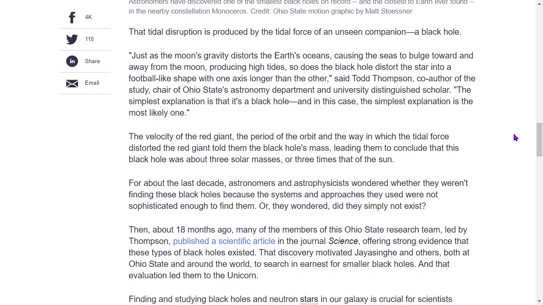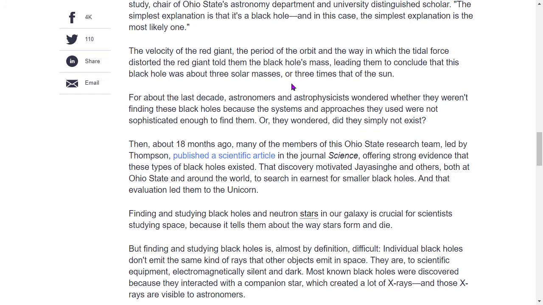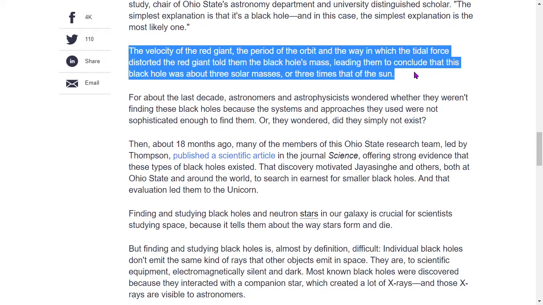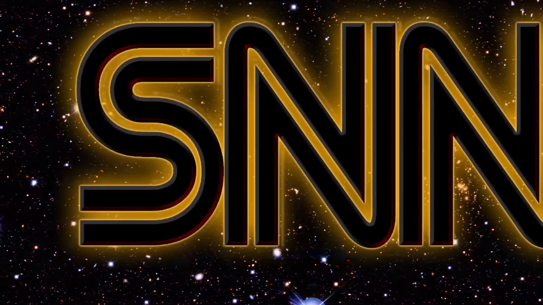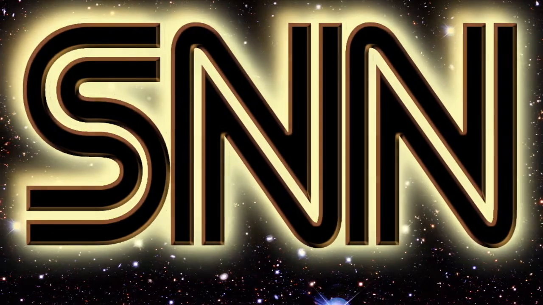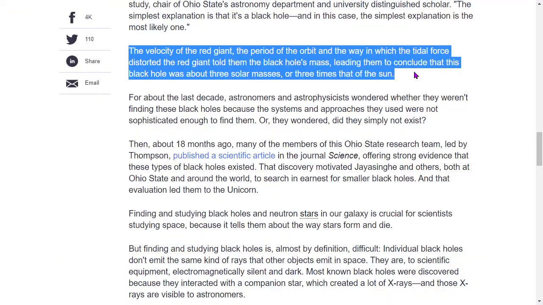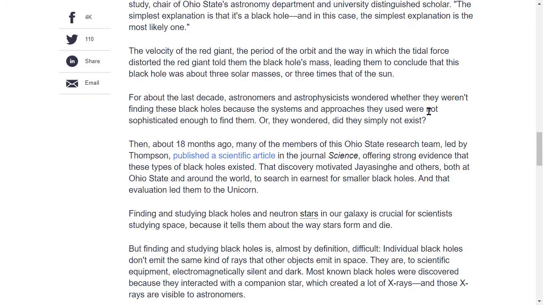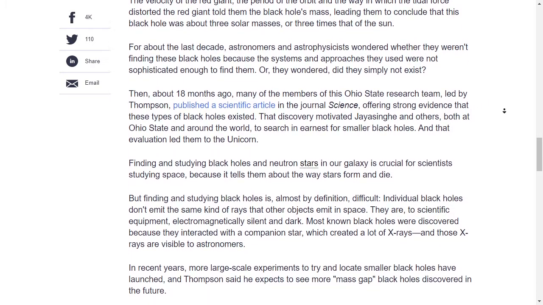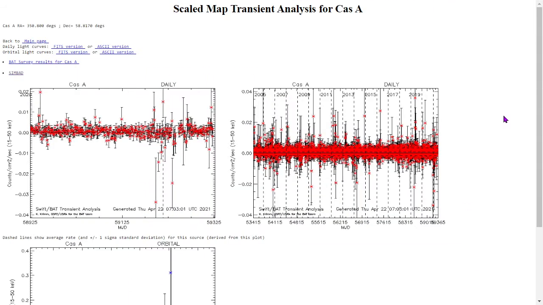And really, it's more of a gravitational source than a radio source in this respect, as we're not really seeing emission spectra. The velocity of the red giant, the period of the orbit, and the way in which the tidal force distorted the red giant told them the black hole's mass, leading them to conclude that this massive source was about 3 solar masses, or 3 times the mass of the sun. Now, the way these masses are calculated, I don't want to really get into it. I don't want this cosmology segment to be too long, as this is dovetailed into the daily space weather.